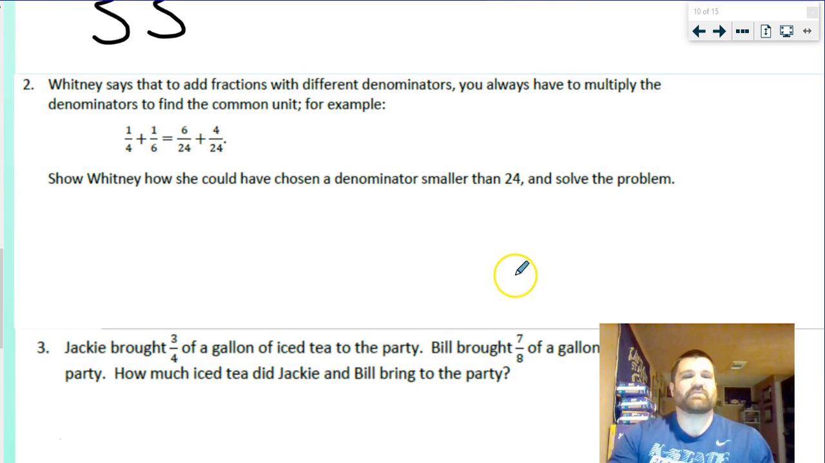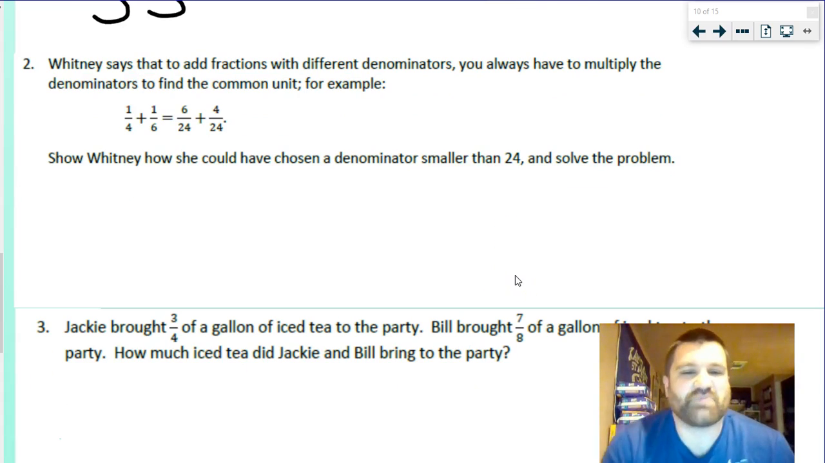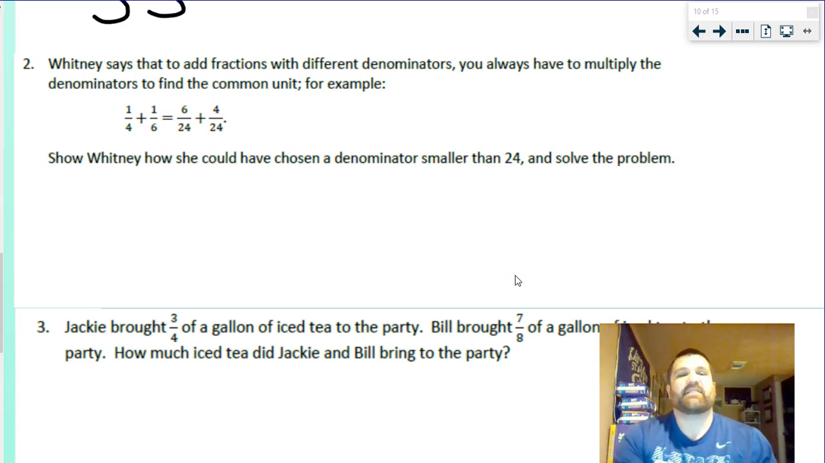So Whitney says that to add fractions with different denominators, you always have to multiply the denominators to find the common unit. For example, 1/4 plus 1/6 equals 6/24 plus 4/24. Show Whitney how she could have chosen a denominator smaller than 24 and solve the problem. Pause and go.